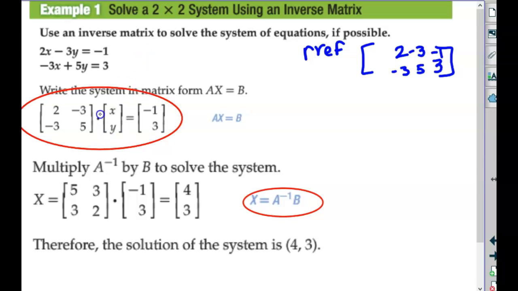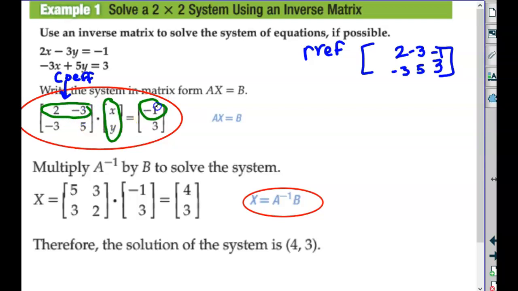Does this make any sense to anybody? What is this called? Do you remember? This is called the coefficient matrix. This is the variables x and y, and this is the answer. Let me explain why this makes a little bit of sense. Remember you do row times column to get this entry? Look at that.